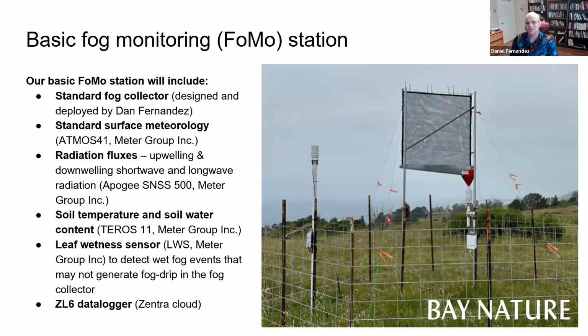And this is, as I mentioned, a basic station. Not only do we have a fog collector, as you can see here, but we have a bunch of different environmental sensors. These are meteorological. This is basically a meteorological station right here that measures wind speed, wind direction, relative humidity. We're also measuring rain in addition to fog, because you can have rain when you don't have fog, and fog when you don't have rain. We want to know when we're getting both of them.